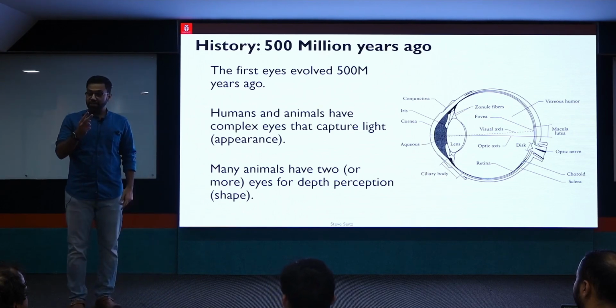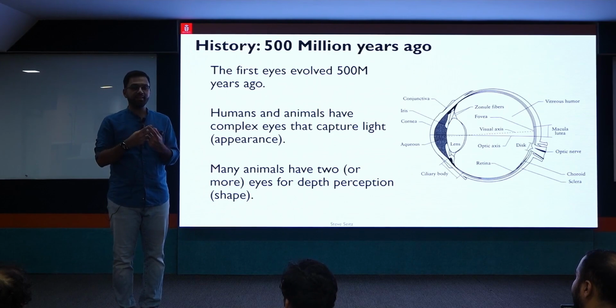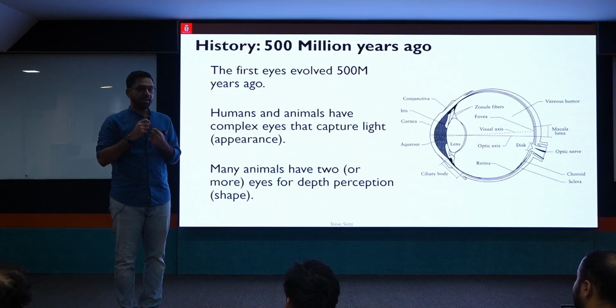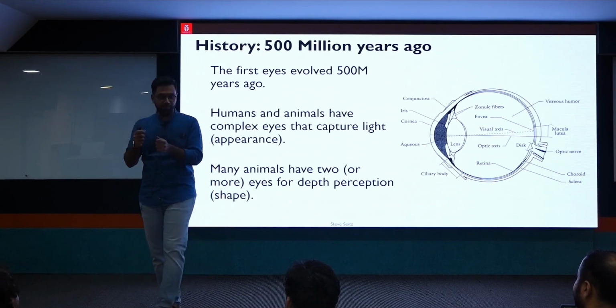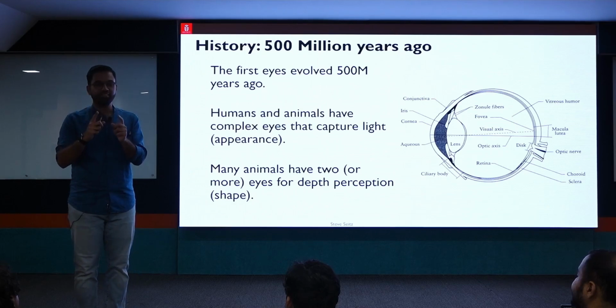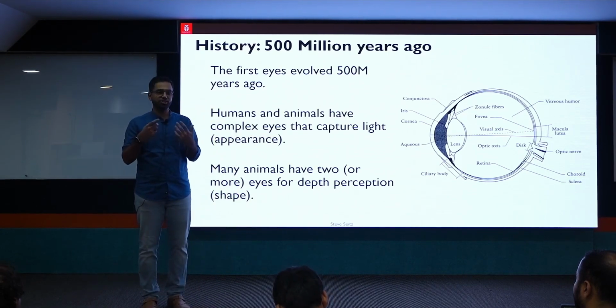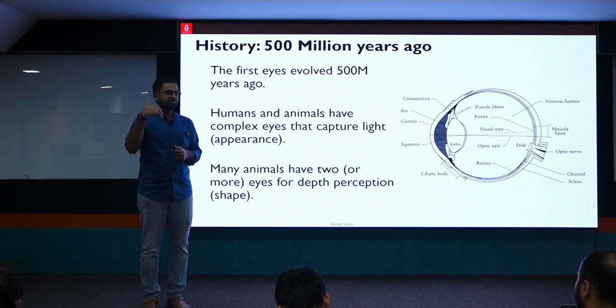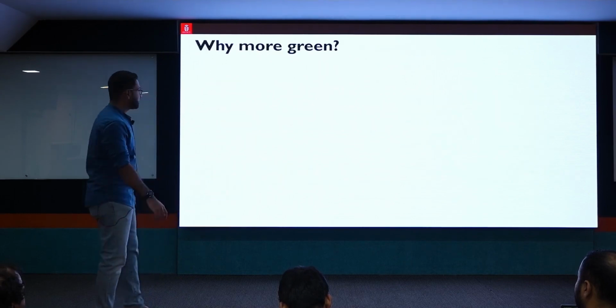Now, we also have two eyes. Some animals have more, some have less, but as humans, we have two eyes, and this is useful for depth perception, so how far away things are. And that is related to the shape of the world. So again, shape and appearance. Each eye tells us something about the appearance of the world. Both eyes together tell us something about the shape of the world. So that's the analogy here. That's how biological evolution has designed these kinds of sensors. So that's 500 million years ago.